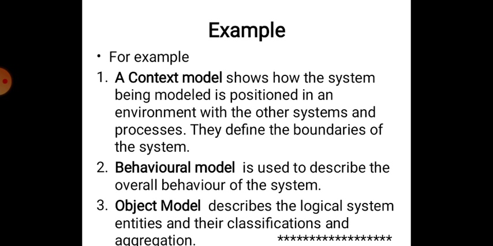The second example is the behavioral model. This behavioral model is used to describe the overall behavior of the system. Number 3, the object model describes the logical system entities and their classification and aggregation. So students, the object model will tell us the logical system, what the participating entities are, how they are related, how they are classified, and what the aggregation level is. All this is studied in the object model.